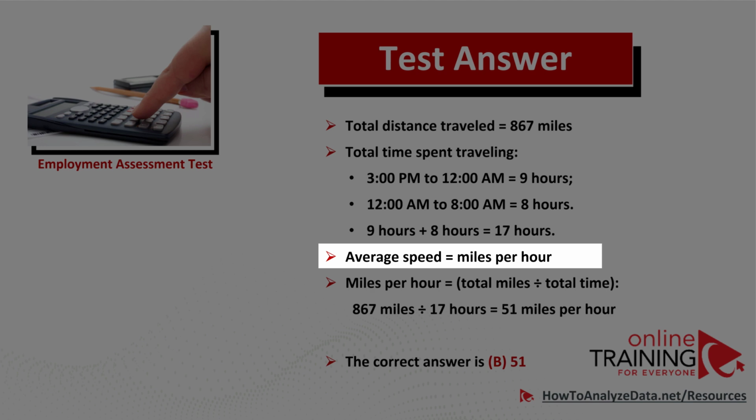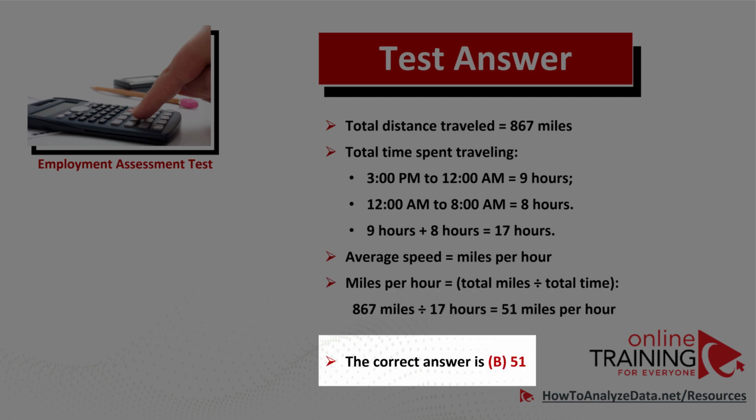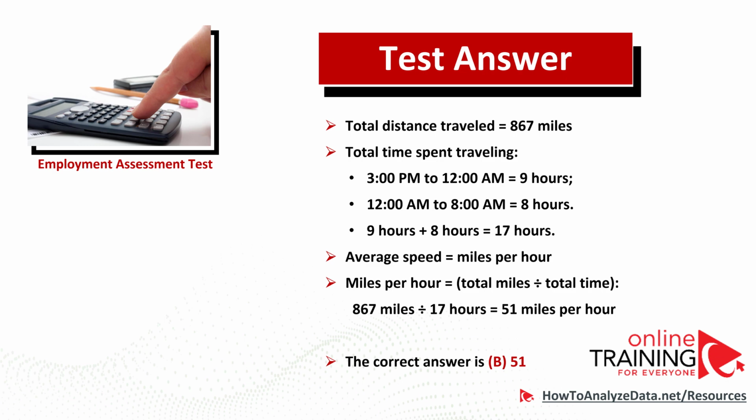So now let's focus on the average speed in miles per hour. To calculate miles per hour, we need to divide 867 miles by 17 hours, which would be an equivalent of 51 miles per hour. So the correct choice here is choice B, 51. Hopefully you've nailed this question.